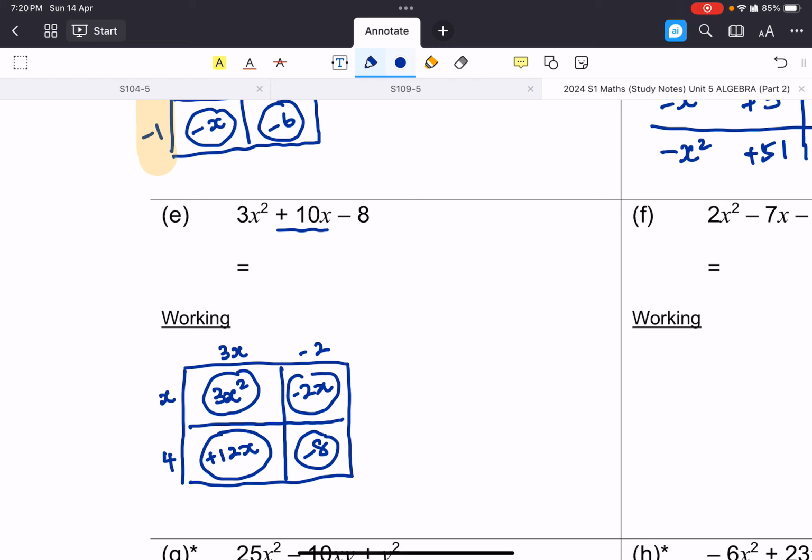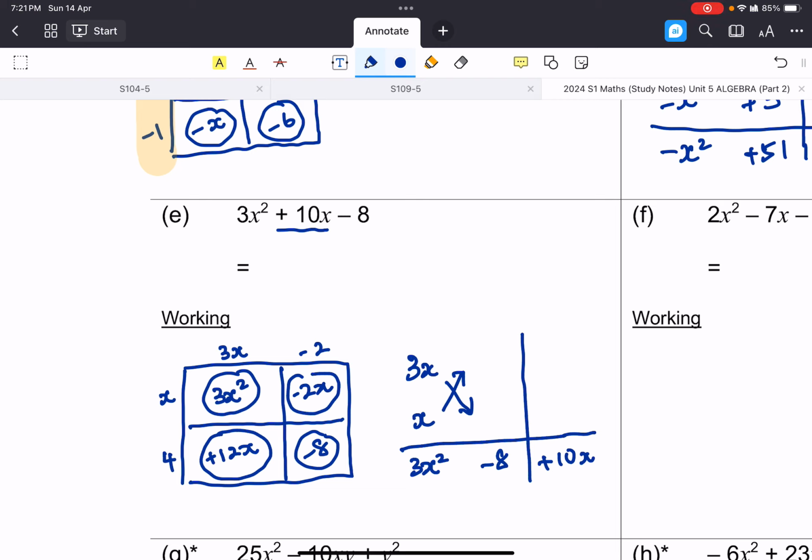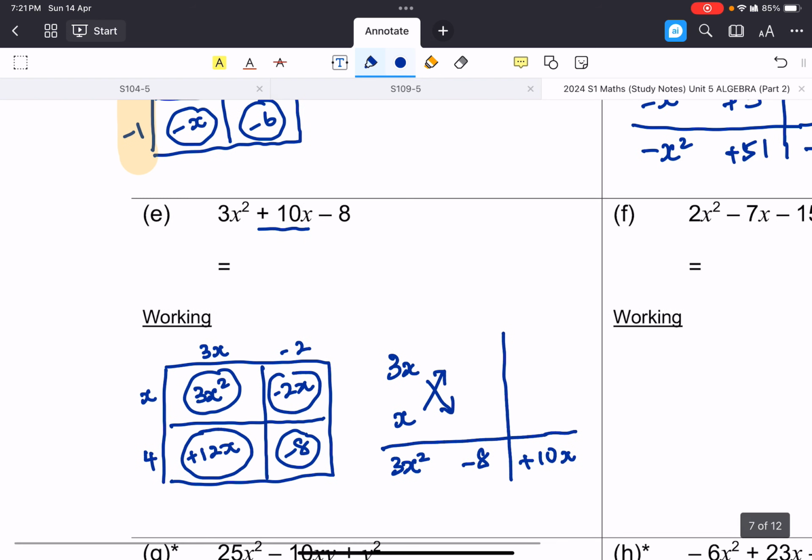Okay. So just to help those who are into the cross method visualize what's going on, let me also do the cross method over here. 3x squared, negative 8 here, positive 10x. So what's happening is, for this, the combination is 3x by x, right? And then we are trying to find a combination that will give us 10x on the right side. So over here, let's say we have 3 times 4. 3 times 4 gives us 12x. Over here, we have 2, so we have 2x, right?